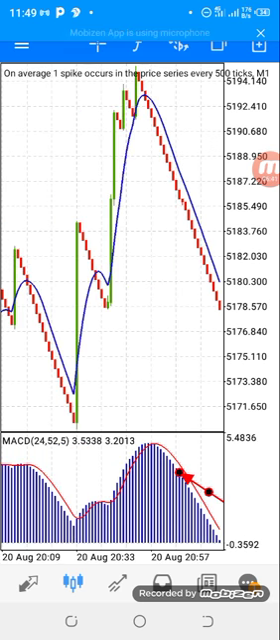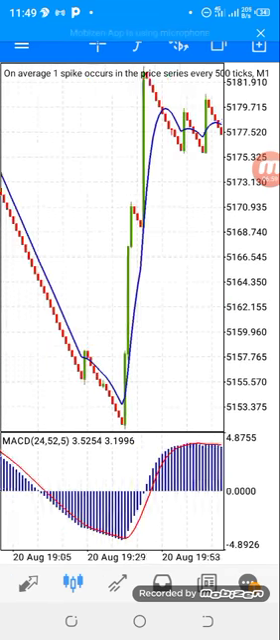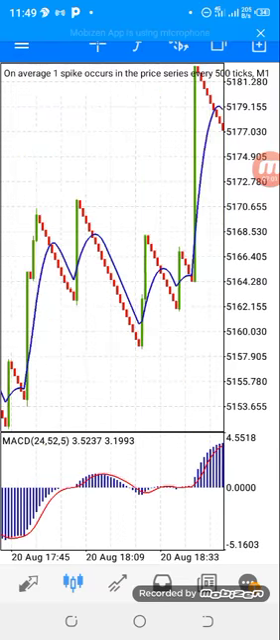So for you to do this, you need to check for what? Your MACD bar must always be above the red signal line. This is my red signal line, and this is my MACD bar. Now, how can we get our signals?